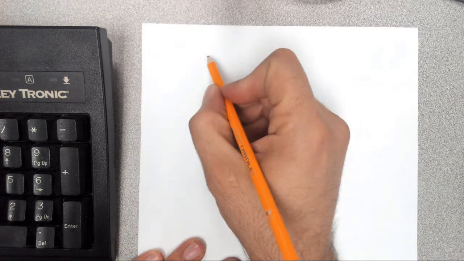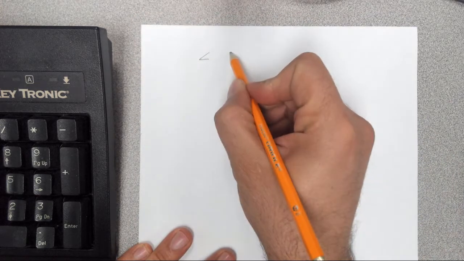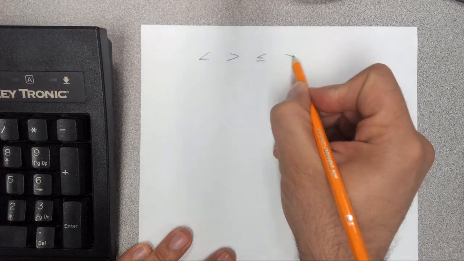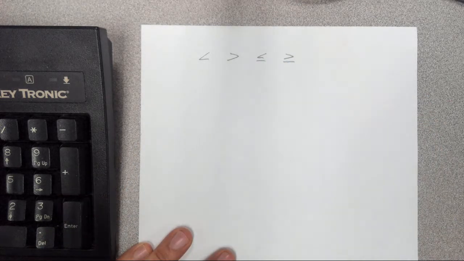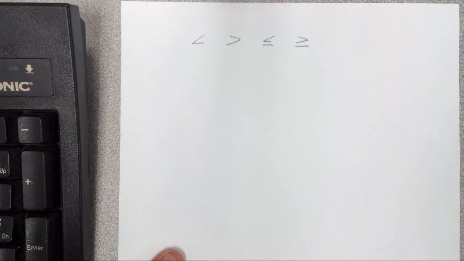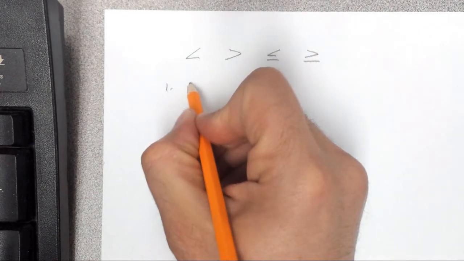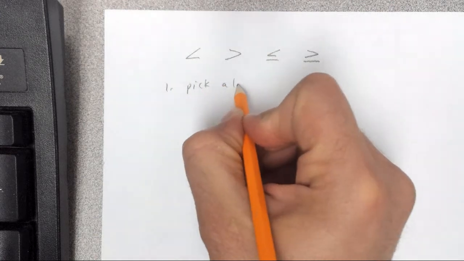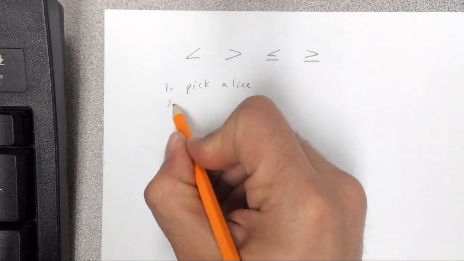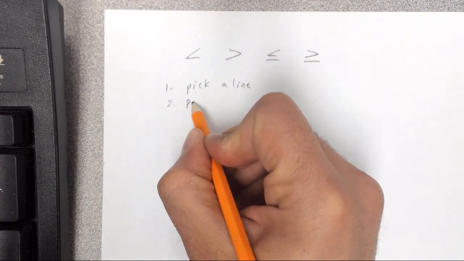First, I'm going to talk about what inequalities are. Inequalities are when you have less than, greater than, less than or equal to, greater than or equal to. And when you graph them, you're going to have to do 2 things. First thing you're going to do is pick a line. Second thing you're going to do is pick a shade. Decide where to shade it.